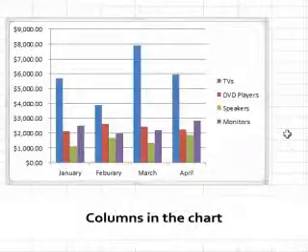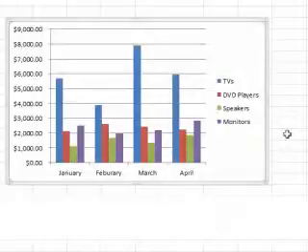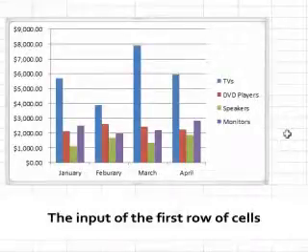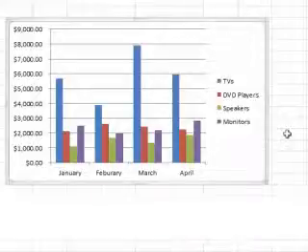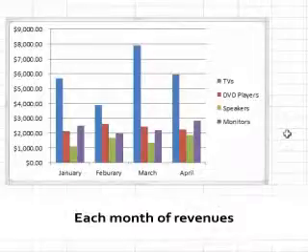The columns in the chart illustrate the dollar values. The legend, which tells you what each colored column is represented by, is based on the input of the first row of cells, in this case the types of electronics. Each column cluster represents, in this case, each month of revenues.